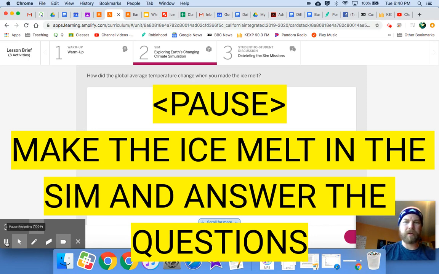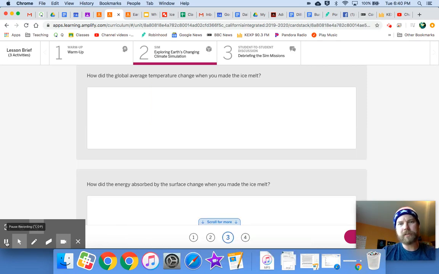Great. How do we do? You make a bunch of ice melt, sea levels rise. Hey, let's talk about this really quick and let's go over it. How did the global average temperature change when you made the ice melt? You probably could have guessed this already, that the temperature is going to increase in order to get that ice to melt.